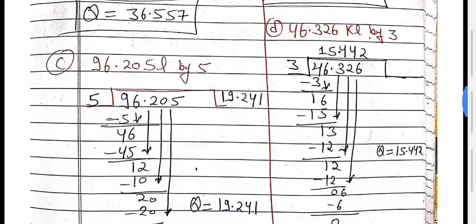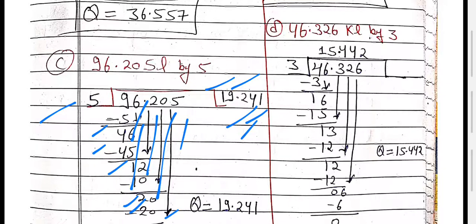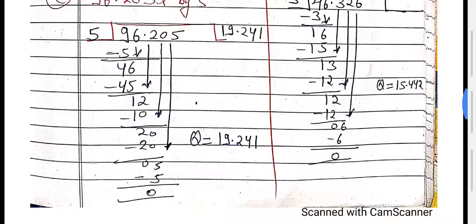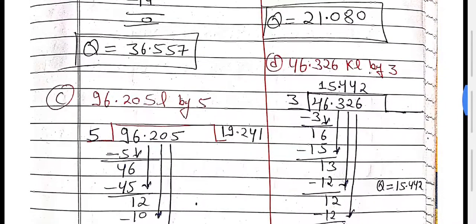Come on to the C part. Similarly, you can divide 96205 by 5. 5 1s are 5, minus becomes 4, it becomes 46. 5 9s are 45, minus 1 becomes 12. And then 5 2s are 10, minus becomes 2, again write 0, 5 4s are 20 and 5 1s are 5. So when you divide you will get 19241. Now in your question after the decimal there are 3 digits, so from the back side put the decimal after 3 digits. So your answer is 19.241.